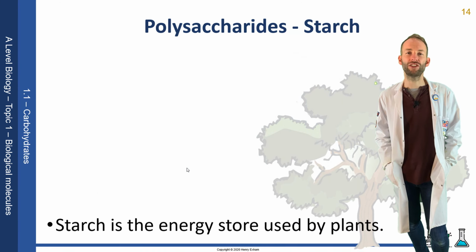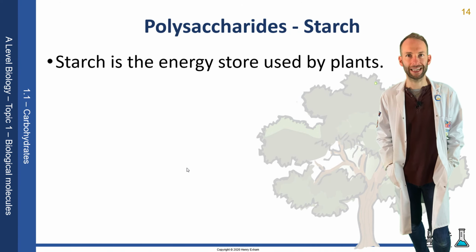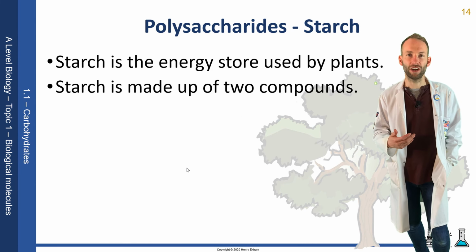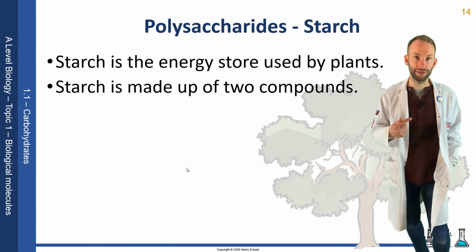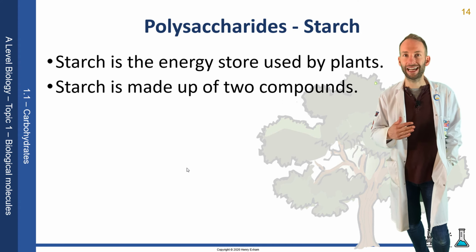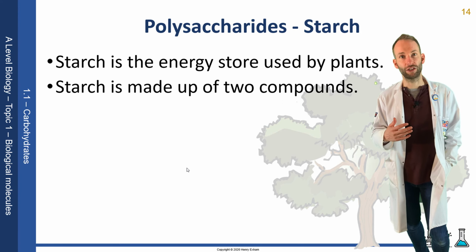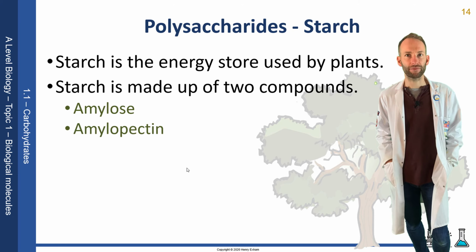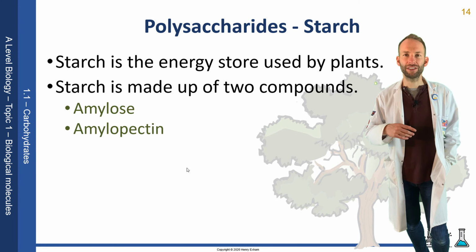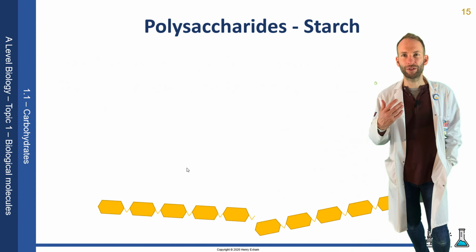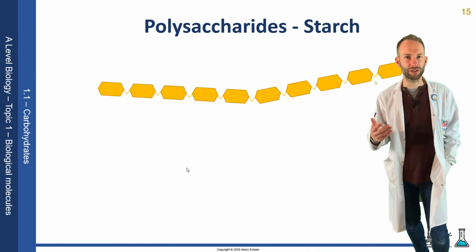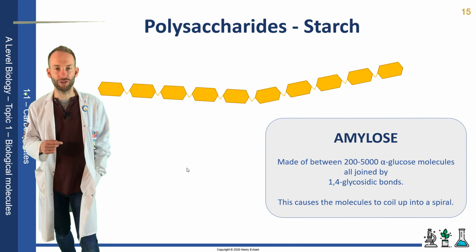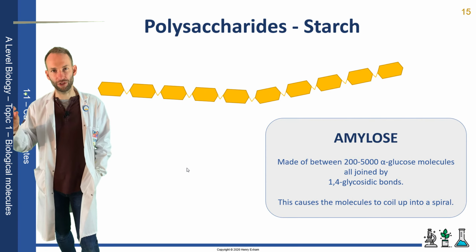So starch is the energy store used by plants. When the plant makes glucose during photosynthesis, it stores it as starch because it's insoluble and it's compact. Now starch is actually made up of two slightly different compounds. One is called amylose and the other one is called amylopectin. Amylose is made up of between about 200 and 5,000 alpha glucose molecules joined together by 1,4-glycosidic bonds. You just keep joining alpha glucose molecules together.